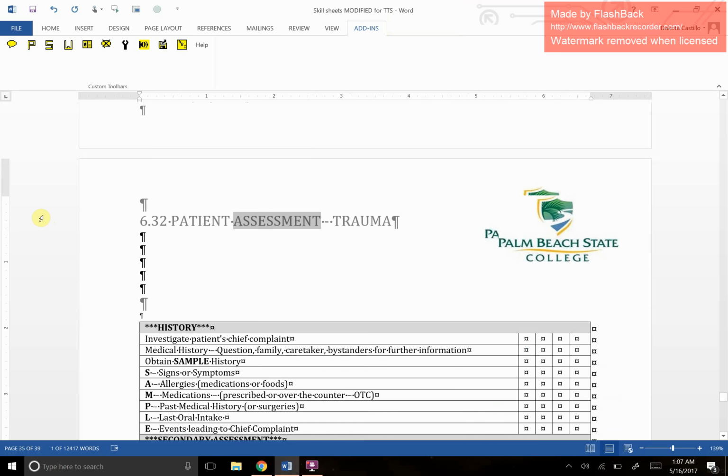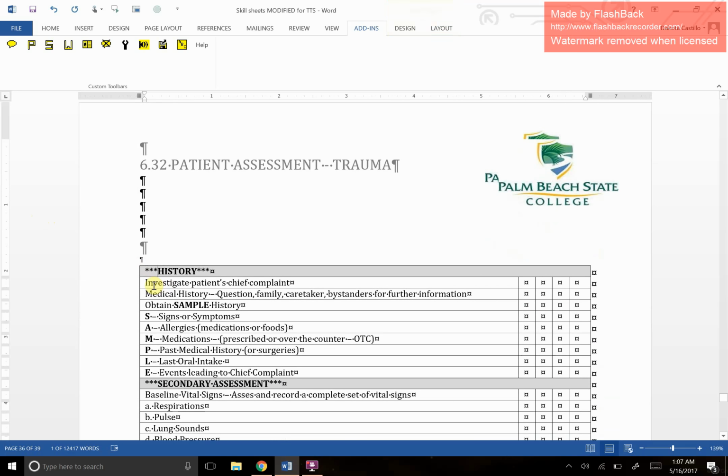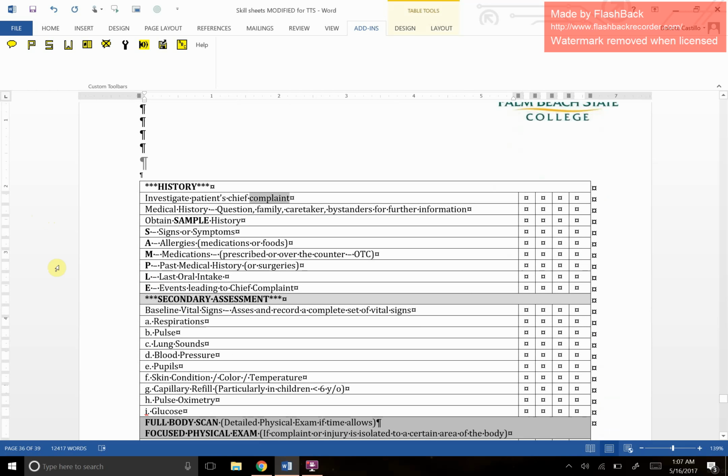6.32 Patient Assessment, Trauma. History. Investigate patient's chief complaint. Medical history: question family, caretaker, bystanders for further information. Obtain SAMPLE history. S. Signs or symptoms. A. Allergies, medications or foods.